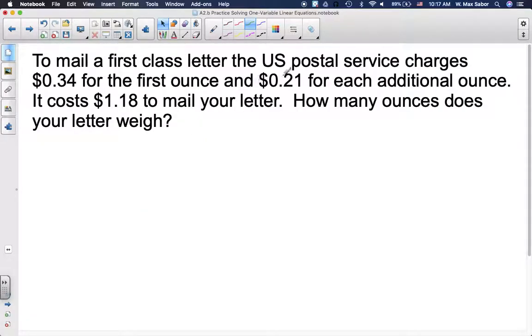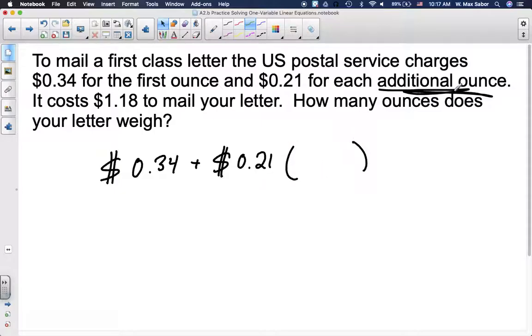To mail a first-class letter, the U.S. Postal Service charges 34 cents. This is old. For the first ounce and 21 cents for each additional ounce. So 34 cents for the first ounce and 21 cents for each ounce beyond the first one. So if there were 7 ounces, you'd do 7 minus 1 and say 6 additional ounces. So it's the number of ounces minus 1. So I'm going to put that here, the number of ounces minus 1, in order to describe each additional ounce.